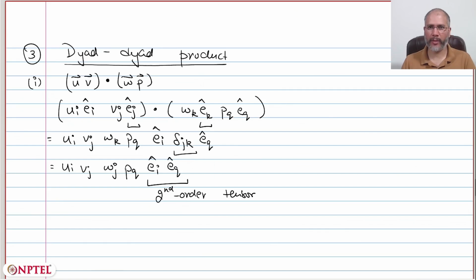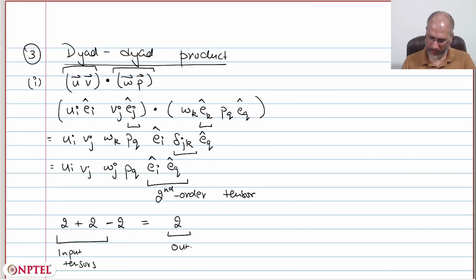So let's check the orders. So in the input we had two dyads, uv and wp. So the orders were 2 plus 2, and in the output we also have a second order tensor as we just saw. So the order is 2, but because of an inner product, that is 1 dot, we got a minus 2. So this 2 plus 2 is input tensors or dyads. The output order is here, and this minus 2 is because of an inner product.